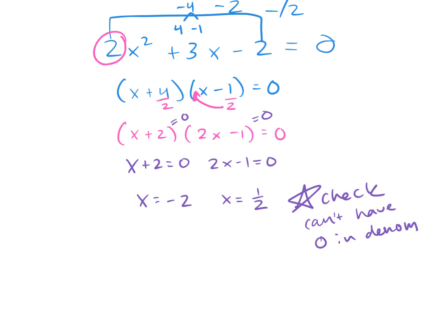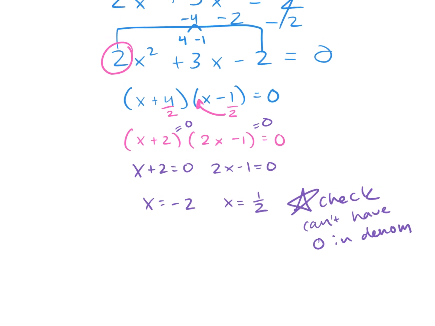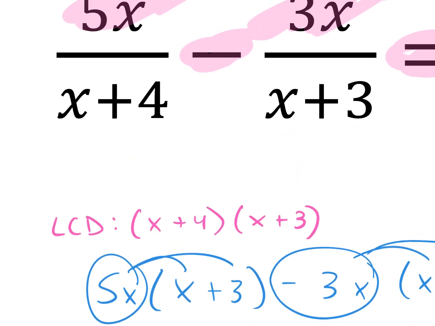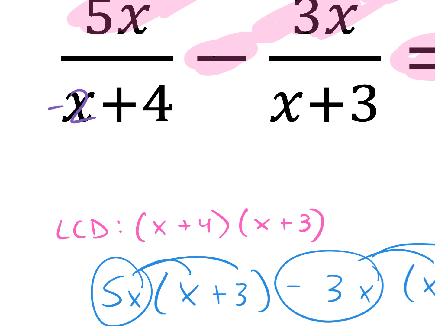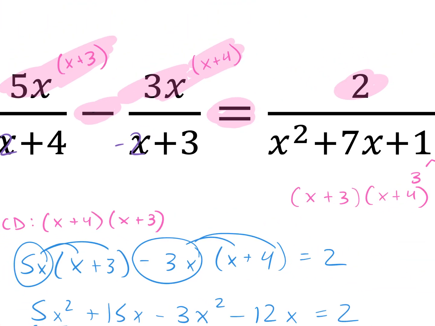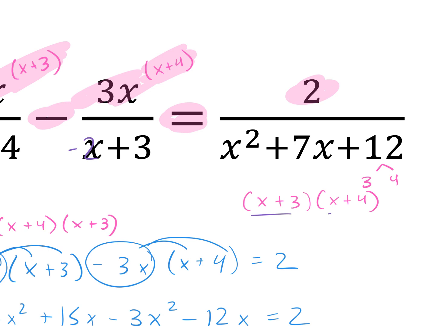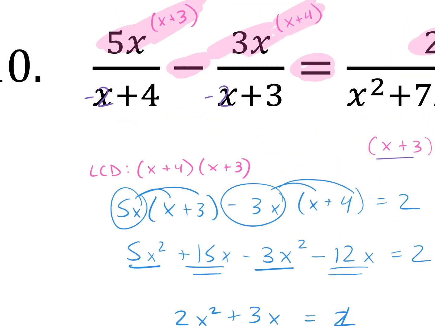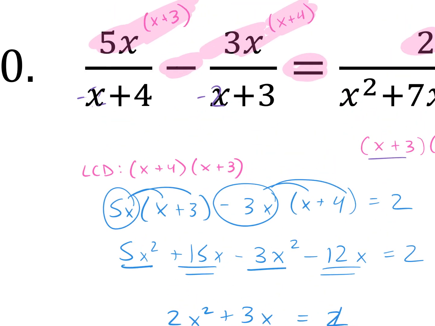We're going to check them both. We can't have 0 in the denominator. So if I plug in negative 2, just into the denominator, negative 2 plus 4, is that 0? No, we're good. Negative 2 plus 3, is that 0? We're good. And this one is the same factor, so it's not 0, so we're good there too. So negative 2 works. You just have to lightly plug it in and check.